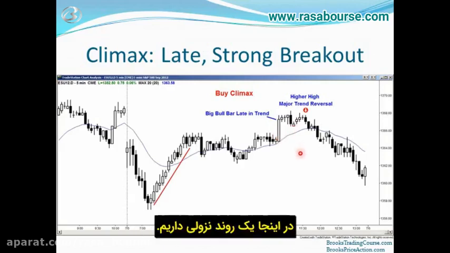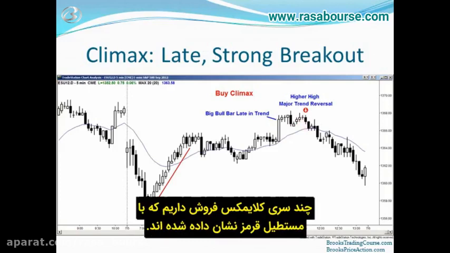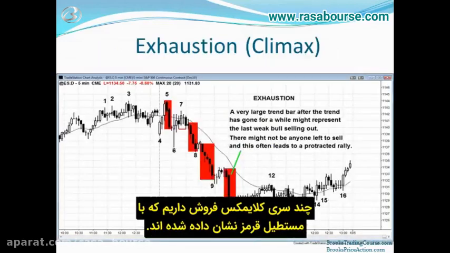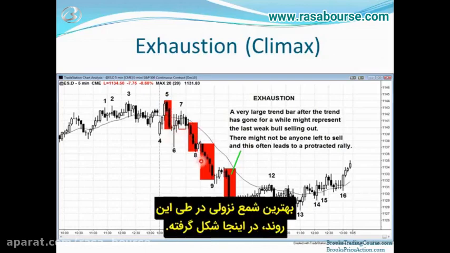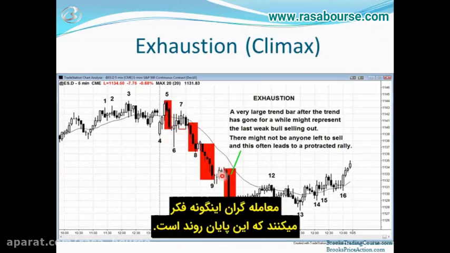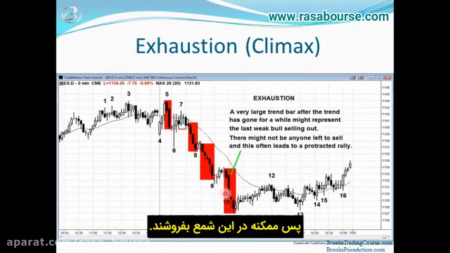Here's a bear trend, a series of bear sell climaxes, each of these red boxes, and then look here, the best looking bear bar of the entire trend. Traders will start to wonder if this might be an exhaustive end to the trend. So they might sell that bar, and they might sell this bar as well.